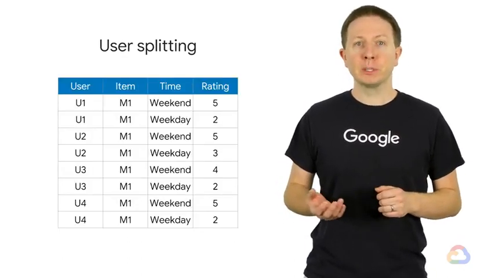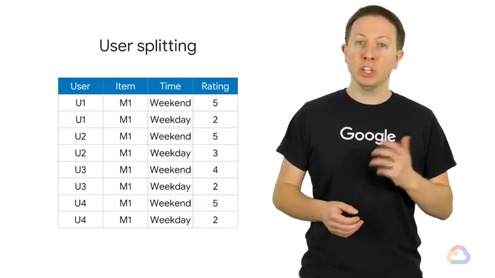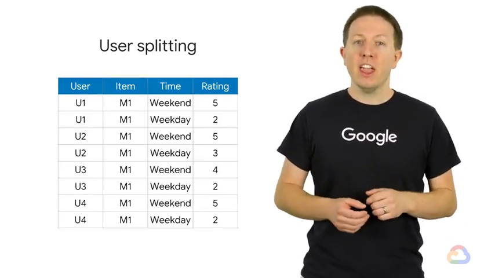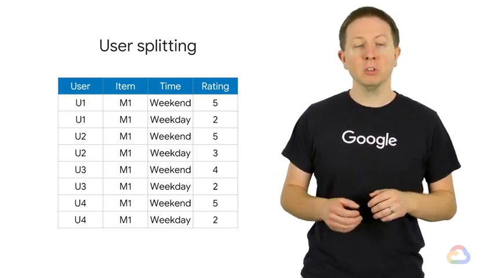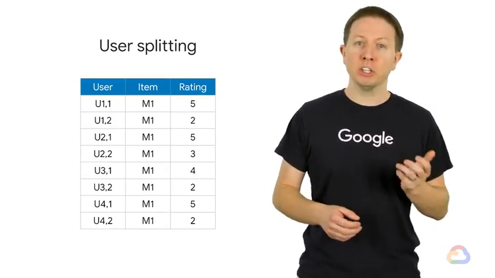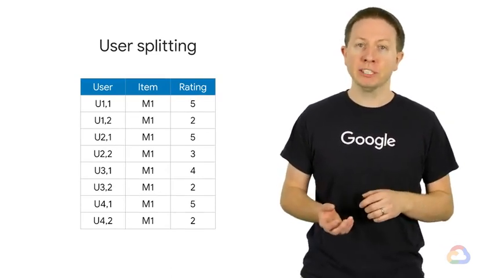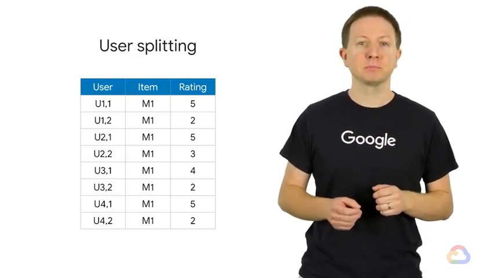There is also user splitting, which is extremely similar to item splitting, except now we split along user rather than item. If we arrange our data now to be sorted by user, our user item context table looks like this. With user splitting, we are now splitting along users as if they are separate users interacting with the item. Users are basically now user context pairs.